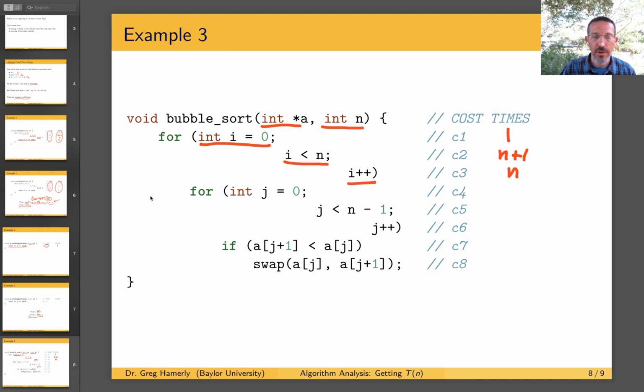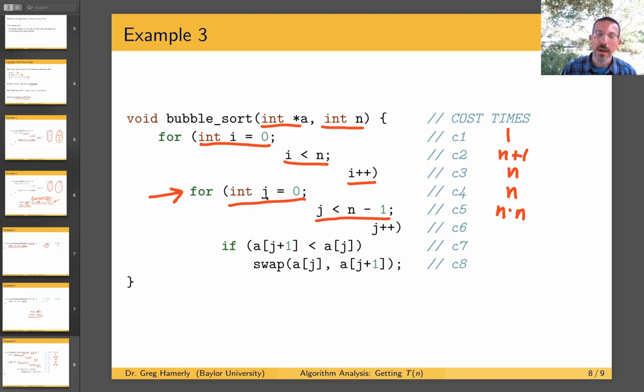Now, this inner loop depends on the outer loop, so this allocation and assignment is not going to happen once. This is actually going to happen n times. Why does it happen n times? Because the outer loop causes it to happen n times. This comparison is going to happen n times due to the outer loop, times n minus 1 times, sorry, not n minus 1, times n times for the inner loop.